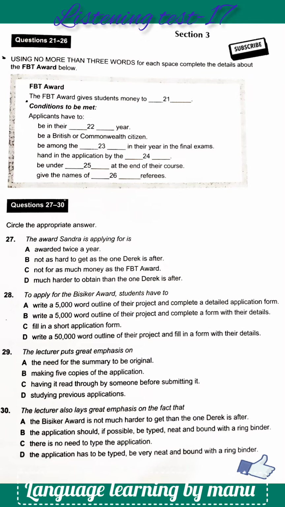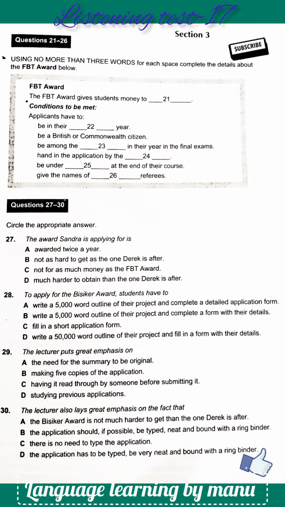Before the conversation continues, look at questions 27 to 30. For these questions, there are 4 alternatives: A, B, C, and D. Decide which alternative is the most suitable for what you hear and circle the appropriate letter.